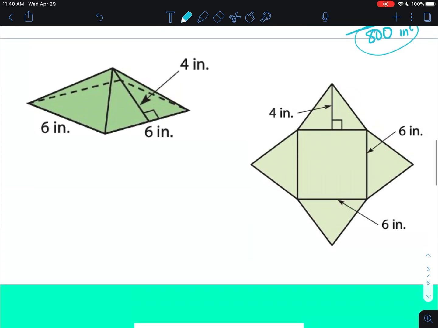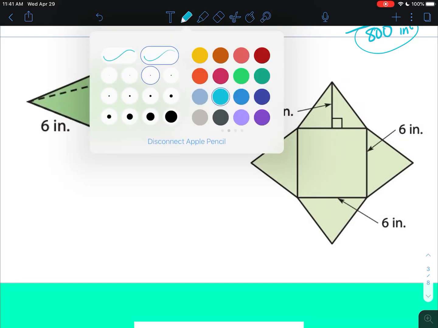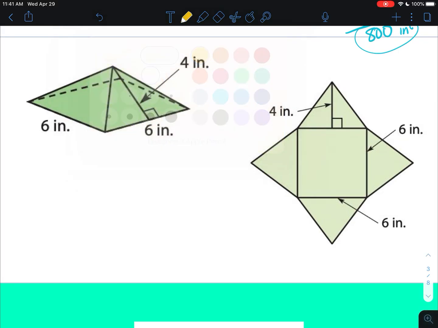Okay, I'm going to do one more example with you. If you would like to pause at this point and try to figure it out on your own, go for it. Challenge yourself a little bit. Other than that, you may stick around and watch me do it.